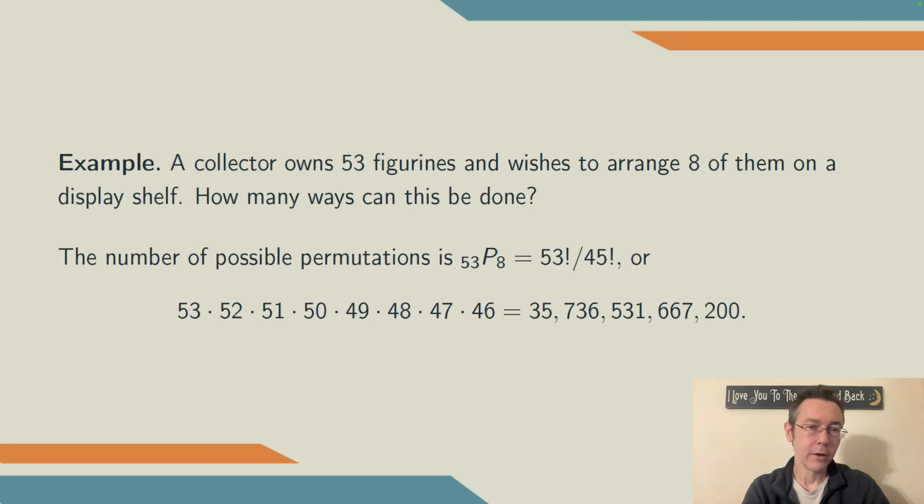One small warning on this: if you're doing this on a calculator, for instance, 53 factorial may well cause an overload error, and so this is one that you probably just want to do with the multiplication that I have on the lower left, 53 times 52, etc., down to 46, which won't overload most calculators.